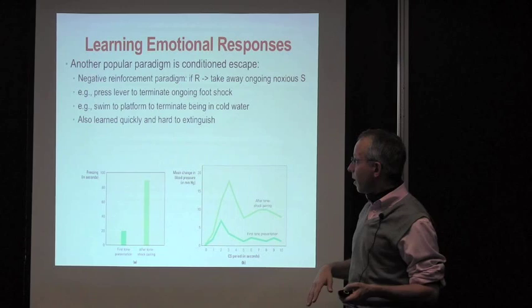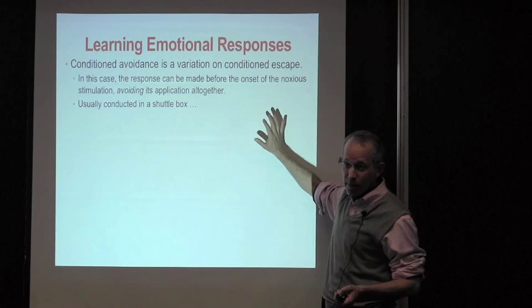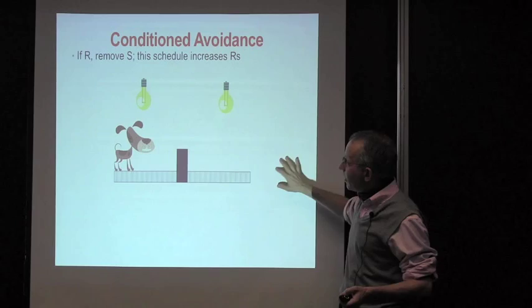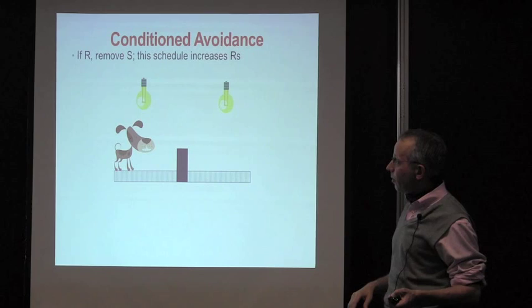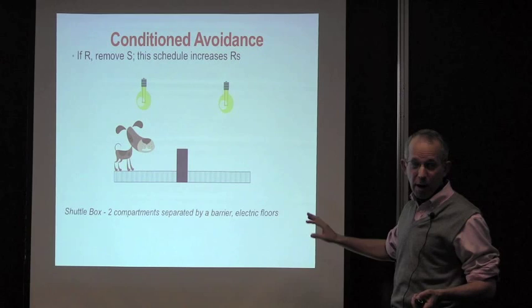So one of the ways this is done is what's often called a shuttle box. So we're going to demonstrate it here. Okay, here's our subject. The light's normally on. However, the two compartments are separated by a low barrier, okay?